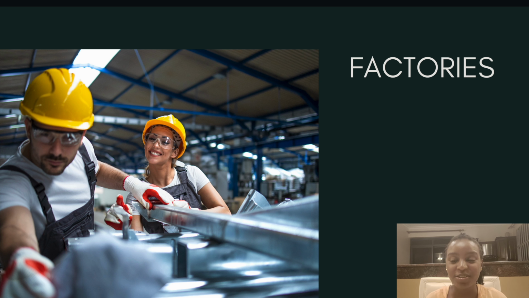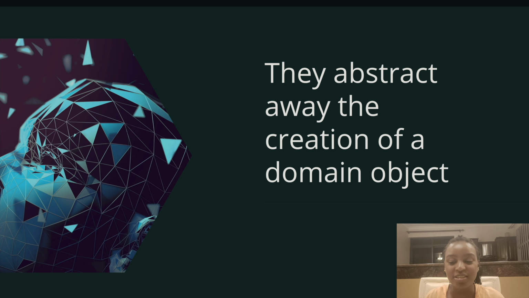Let's start with factories. What are factories? Factories abstract away the creation of a domain object. What do you mean when you say this? It means sometimes there's a lot of activities or a lot of parts required in creation of a domain object. So what a factory does is abstract all that logic away so that the person is not concerned with the creation and also the usage of the domain object. So they do abstract away.